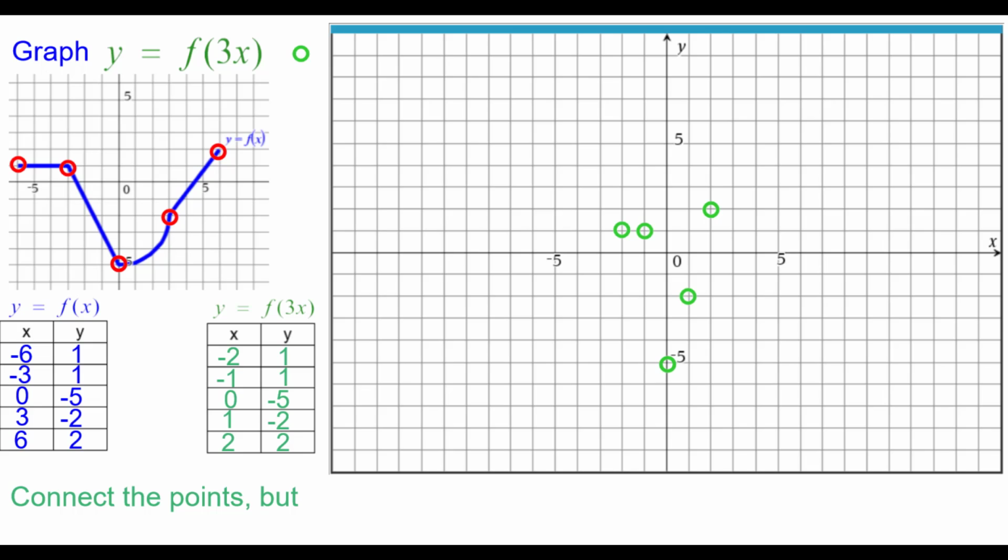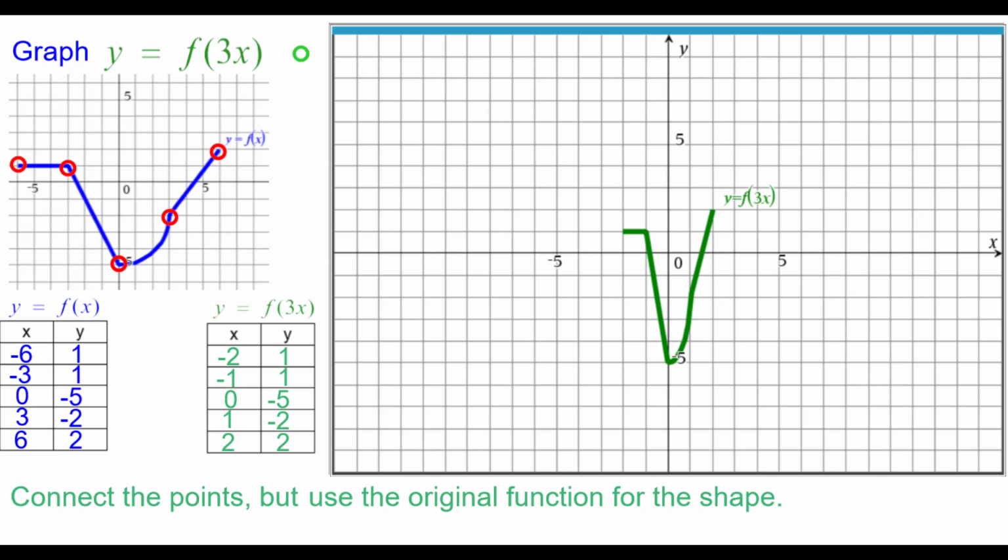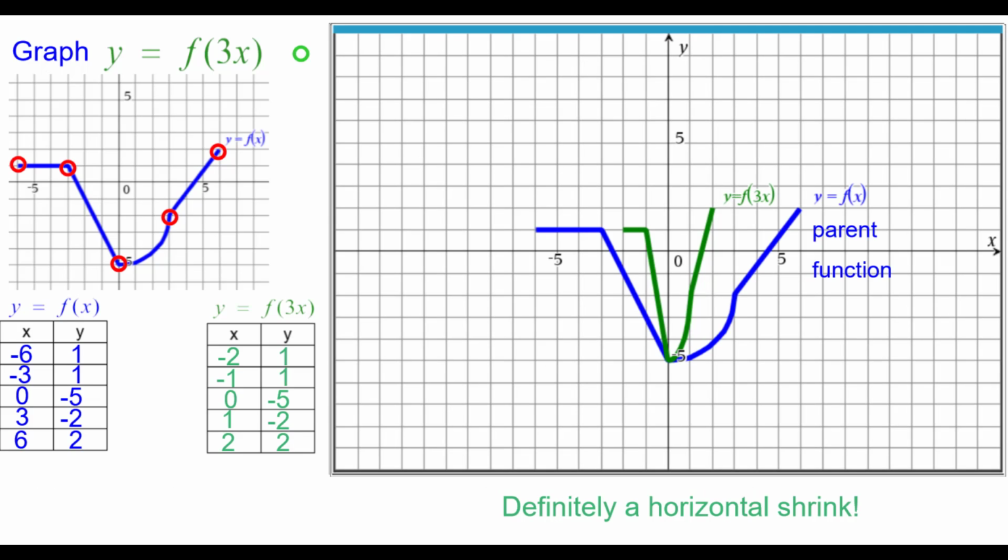We want to connect the points, but keep in mind that we have to use the original function for the shape. So there are straight lines where there are straight segments, curves where there are curves, and so on. And so it should look like this. Comparing that to the parent function, we can see that this is definitely a horizontal shrink.